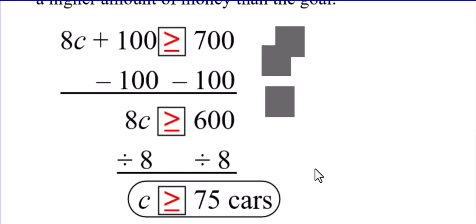Now, you need to realize every problem is unique. Yes, in this situation of raising money for a charity, getting greater than or equal to the goal made sense. But not every problem is going to make sense for greater than or equal to. You have to read and understand what the problem is talking about to realize which inequality symbol makes sense.